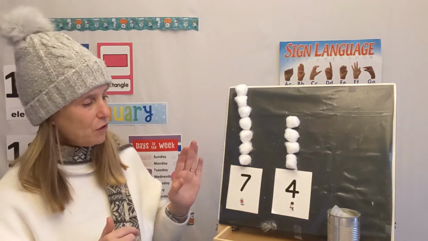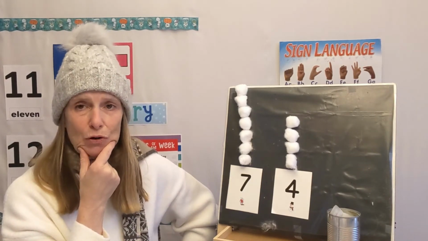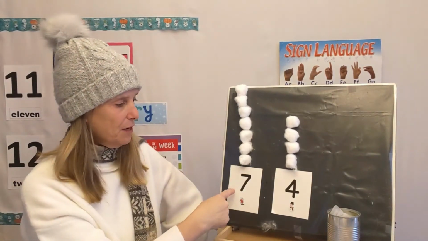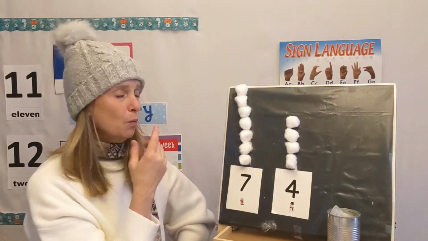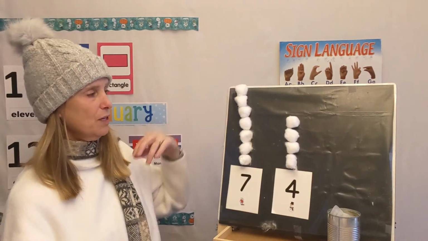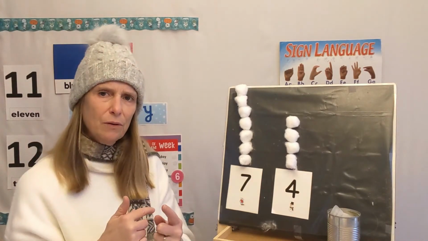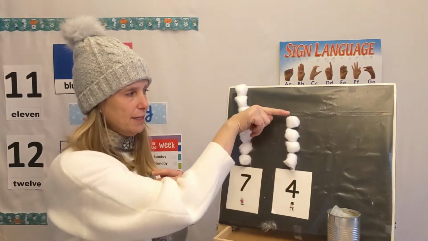But before we leave our snowman, I want you to tell me something. Which snowman has more snowballs in it? The 7 or the 4? Which one has more? The 7 does. Which one is taller? That would be number 7. He has more, so he's taller. So let's switch that around. Which one is shorter? That would be this one. He has 4. He's a little bit shorter.